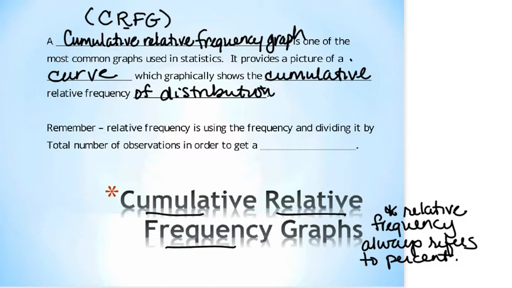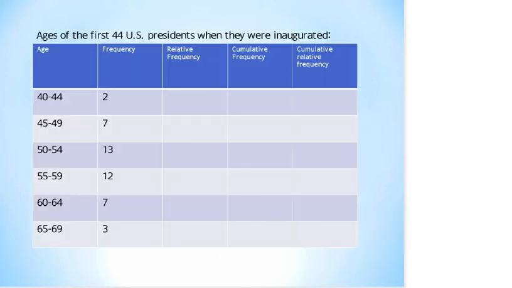Okay, so again, remember I said relative frequency is referring to percents. To find the relative frequency, we use the frequency and divide it by the total number of observations in order to get what? That's right, a percent. All right, so right here, I've got a little question for us to work on. The ages of the first 44 U.S. presidents and when they were inaugurated. So we've got our frequency counts here. You see our frequencies. Remember, our frequencies are just like tallies. We're just keeping tally marks, or counting how many of them were inaugurated in their early 50s.